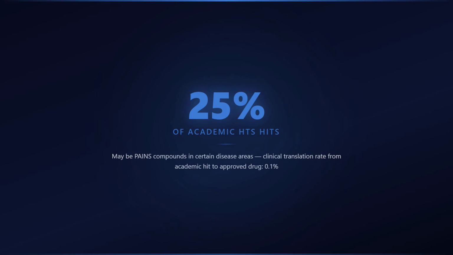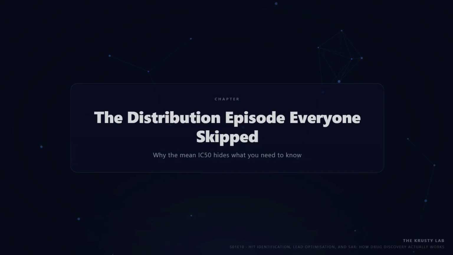Some estimates suggest that in certain disease areas, up to 25% of published hits from academic HTS campaigns are PAINS compounds. The clinical translation rate from academic hit to approved drug is approximately 0.1%. These facts are not unrelated.